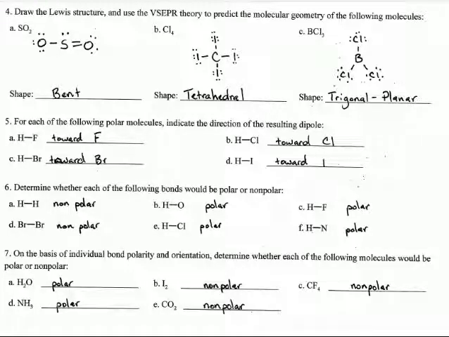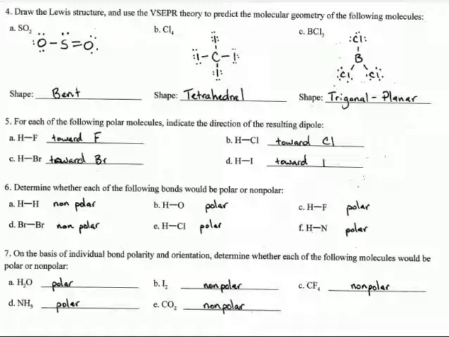Number 7. On the basis of individual bond polarity and orientation, determine whether each of the following molecules would be polar or nonpolar. So the individual bonds, and the orientation of those bonds.